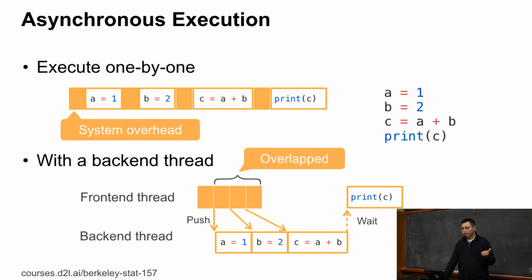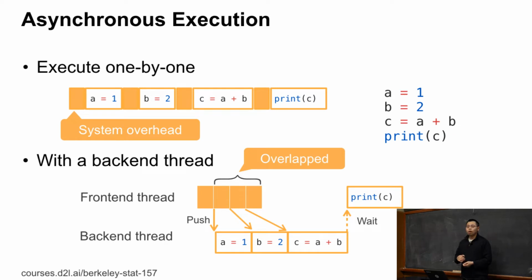But the front end thread finishes earlier because it only needs to pay the overhead. So it needs to wait until the backend is done. The front end waits a little bit until C is ready, and then prints the results. What you can see here is that we overlapped three system overheads, while those three blocks are running at the backend.